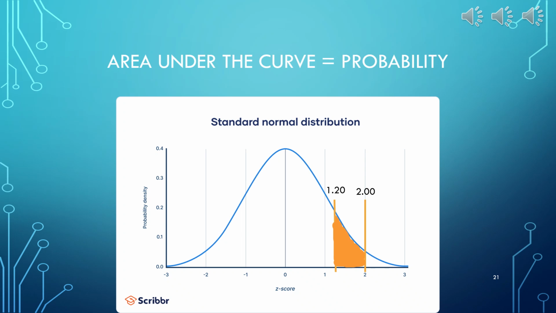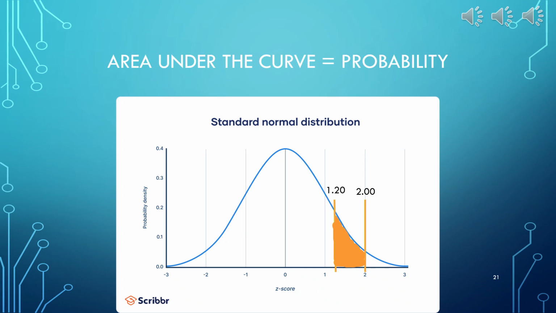That's the proportion of scores to the left. You would find exactly the same thing for a z-score of 2.00. You're looking for the proportion of all the scores to the left, so the proportion in the big portion under the curve. And then you would subtract the 1.20 area under the curve from the 2.0 area under the curve, and that is going to result in just this portion between the two z-scores. So what is the proportion of all scores between a z-score of 1.2 and 2.0?